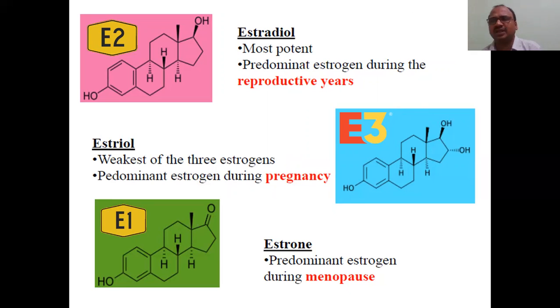And estrone, that is E1. It is predominant in the menopause. Menopause, when the periods stop, that phase is called menopause. How to remember this? Estrone, ONE, 1 is there. If you reverse this, menopause will come. See here, ONE, 1. The name itself indicates it, it gives the biggest clue. ONE, 1. Reverse it: menopause.